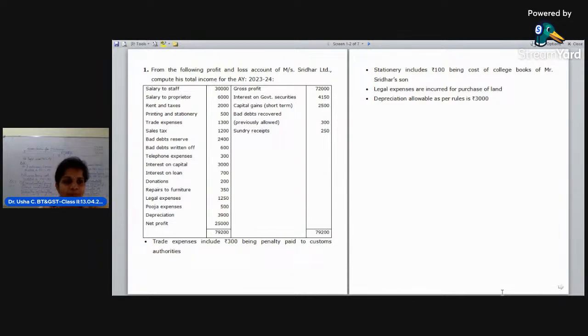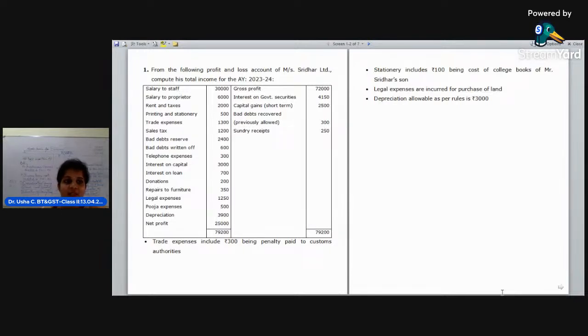Look here. First one is salary to staff. Since salary to the staff is an admissible expense and it is an operational activity, labor charges or the employees' salary is an allowable expense, it should be deducted. So it has been deducted, nothing to do with this. We will ignore this. Admissible expenses, just ignore.